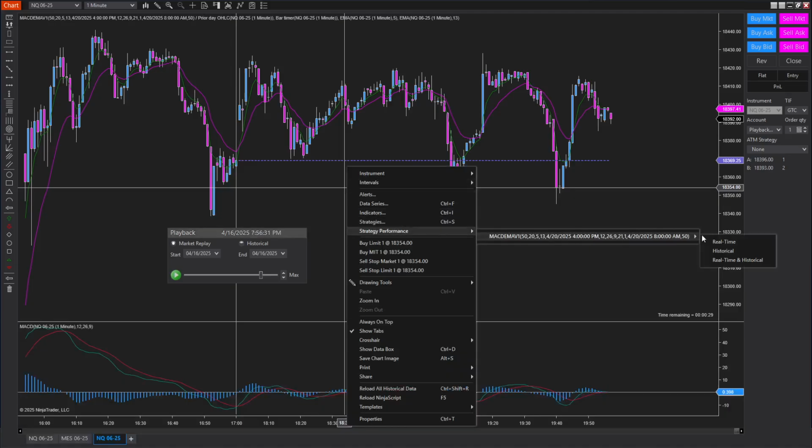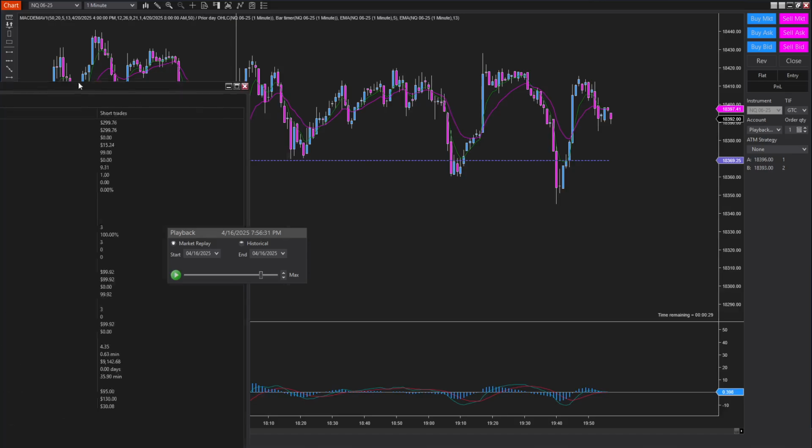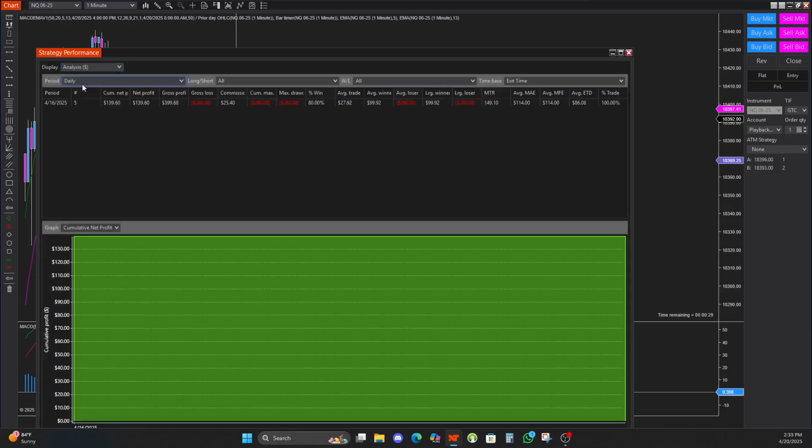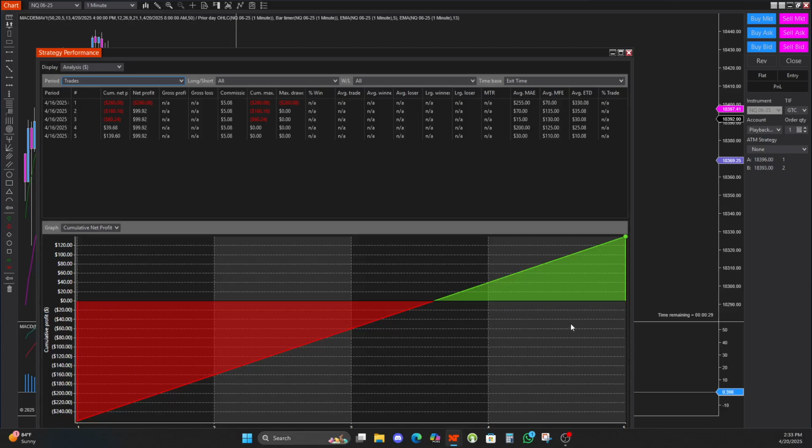The performance is now, let's move this out of the way. So it now goes up to a profit factor of 1.5. So that might be something that I'll look into in the future. But let's look at the analysis. Trades. Still a terrible graph, but nonetheless, we only had one loser. The first trade of the day was the only loser.